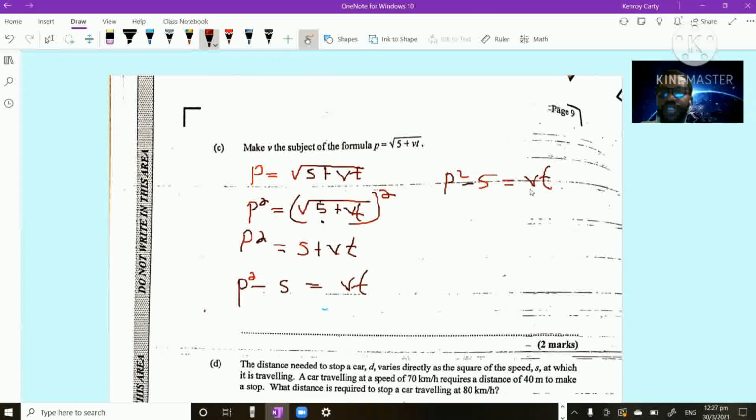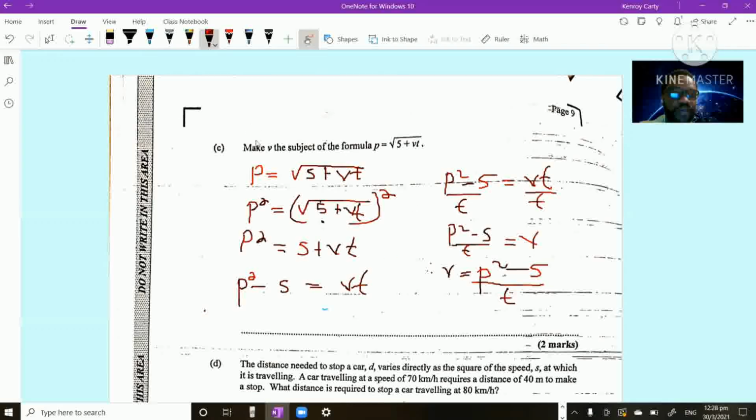You don't want VT, you want V by itself. The T is multiplying the V, so we can divide both sides by the T, which is the opposite of multiplication. So P squared minus 5 over T is equal to V. So therefore, V is equal to P squared minus 5 all over T. And that is how we make V the subject of the formula.